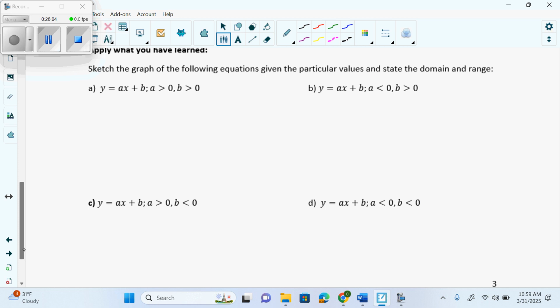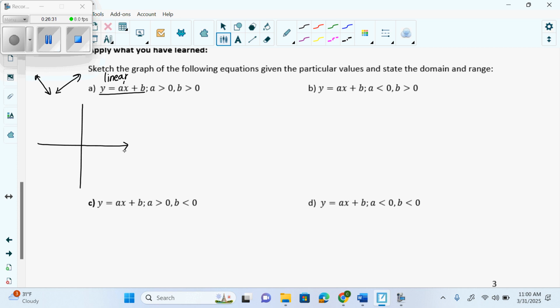So, I'm going to get you here. It says sketch the graph of the following equations given the particular values and state the domain and range. So let's look at this first one. You're going to do B, C, and D. So this one wants a linear line. This is linear, correct? So that means it wants something like this or something like this, right? It wants a linear line. Is everyone paying attention? Yeah. So it wants a linear line.